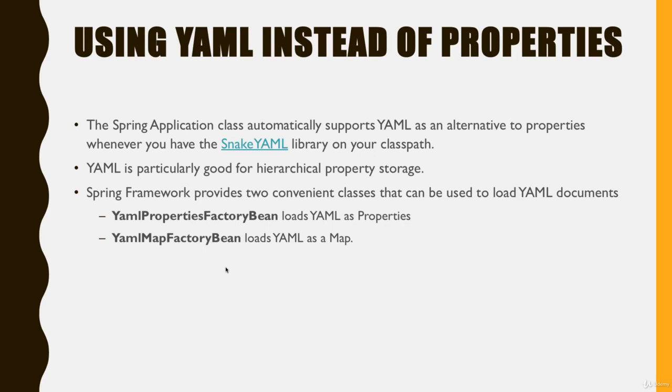So Spring Framework provides two convenient classes that can be used to load a YML document. One is YamlPropertiesFactoryBean, which loads YML as properties, and one is YamlMapFactoryBean, which loads it as a map where you have multiple profiles. You don't have to use those beans straight away because most of the time you don't have to face or modify these beans. It's behind the scenes.